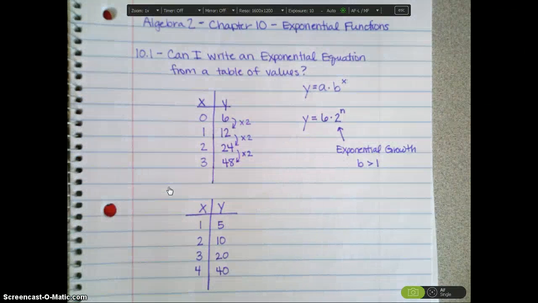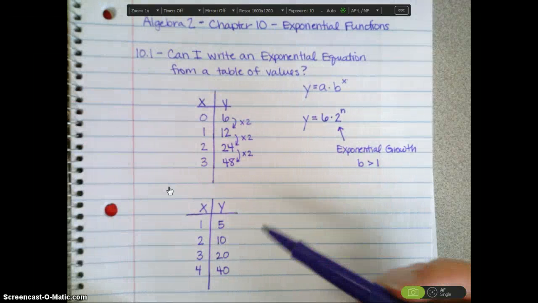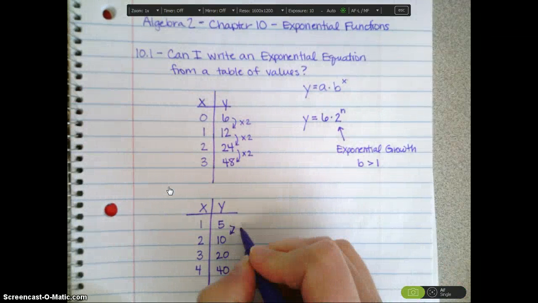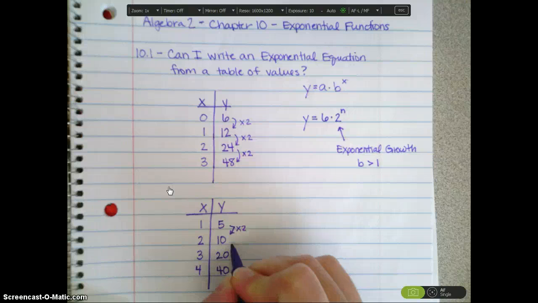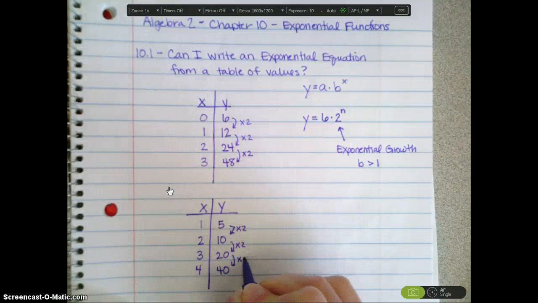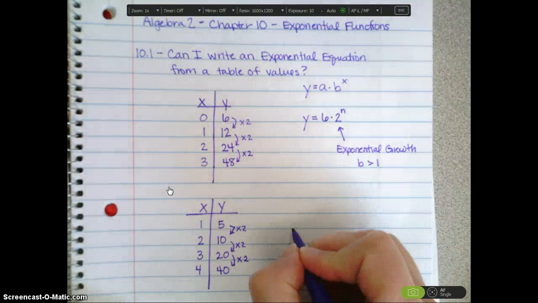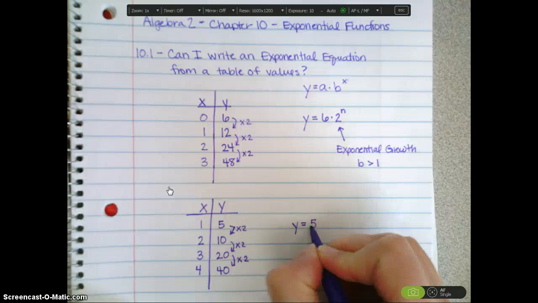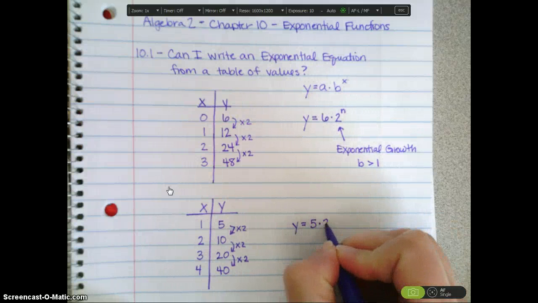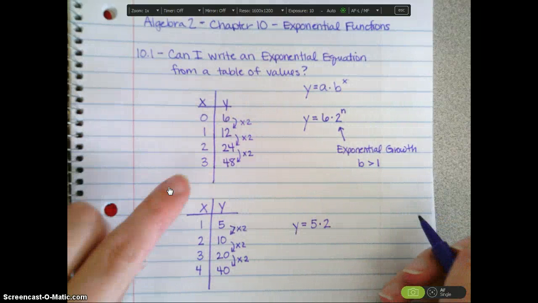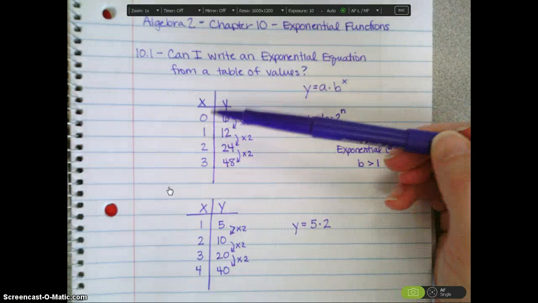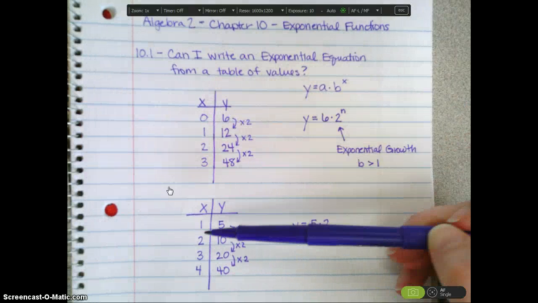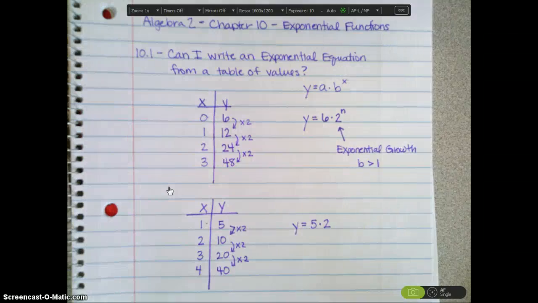So let's just look at another example. Again, when we look at this one, we notice that it is being multiplied by 2 each time to increase these y values. So our equation would look like y equals, the first value in our table is 5, being multiplied by 2. But in this table, there's one difference between our x values. Up here, we started with a 0, and in this table, we started with the value of 1.